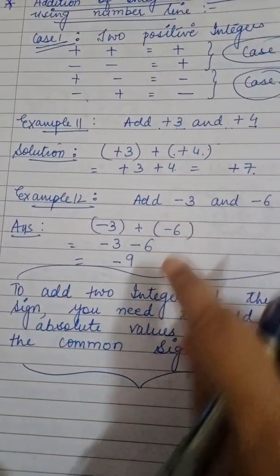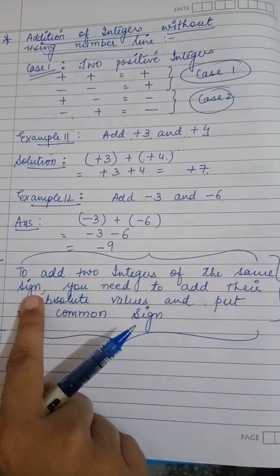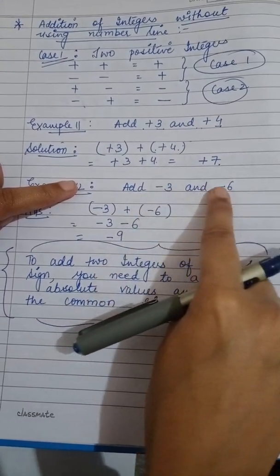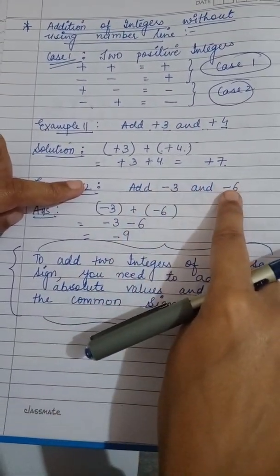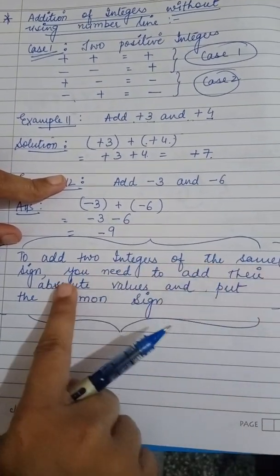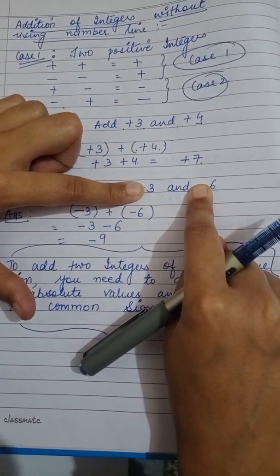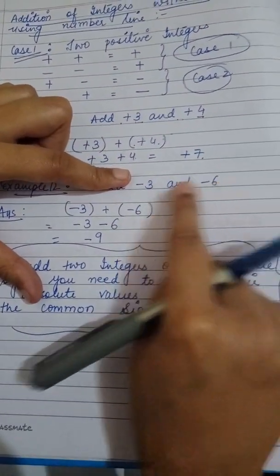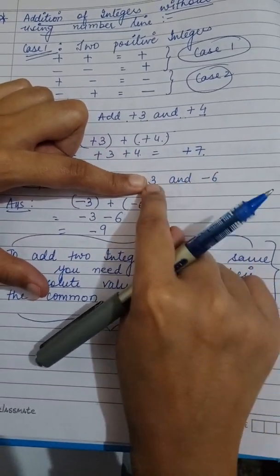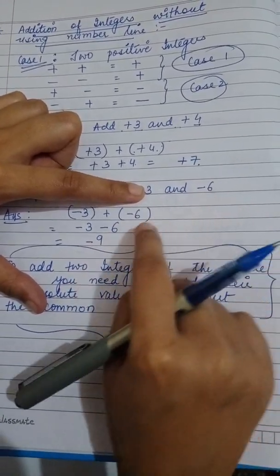See, before doing this, take this. Read this. To add 2 integers of the same sign. If I want to add these 2 integers which are having the same sign, because this is also minus and this is also minus, so they both are having the same sign, you need to add their absolute values. Now what you are going to do is, you are not going to see the signs. If 2 numbers are there and they are having the same sign, you are not going to see their signs, and then you are going to add. What is 6 plus 3? 9. I have written here 9.